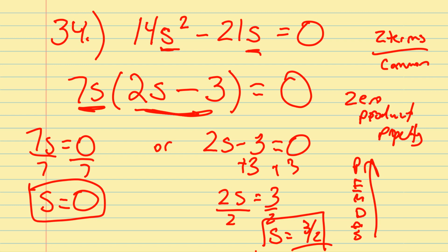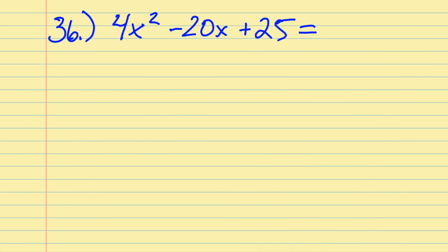And that's it for 34. Alright, number 36, I have 4x squared minus 20x plus 25 equals 0. Since I see equal to 0, I'm allowed to start using my GPS. My GPS says I have three terms.